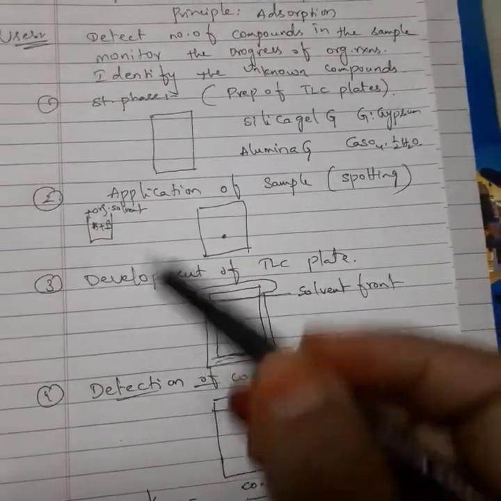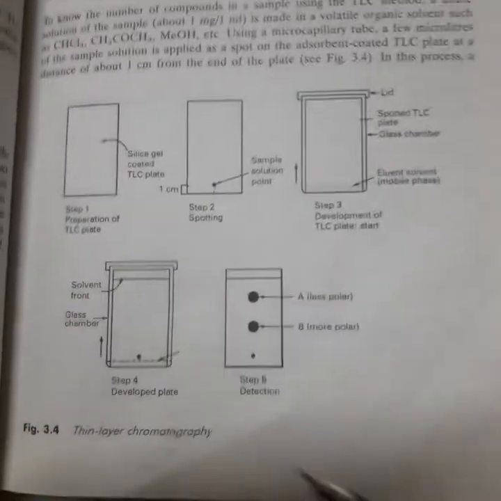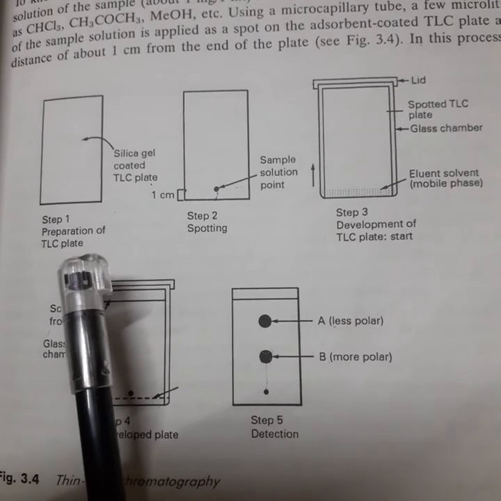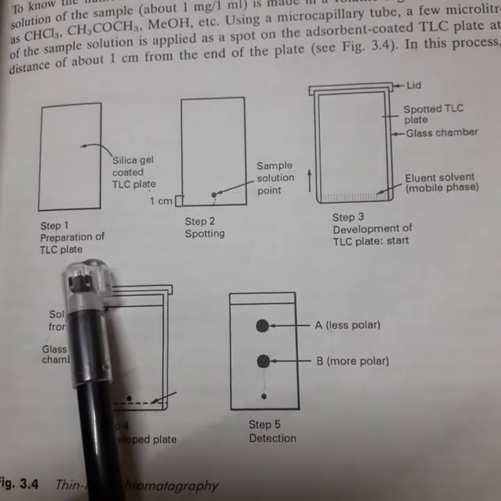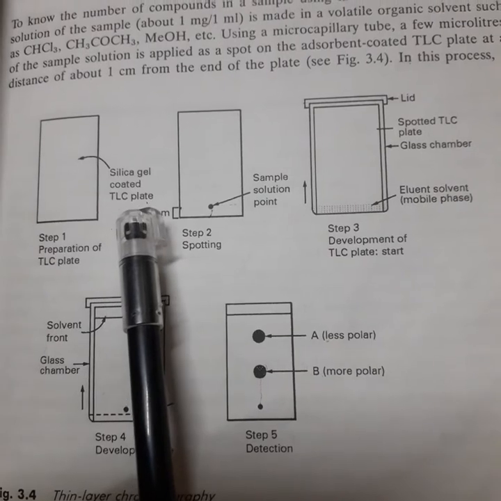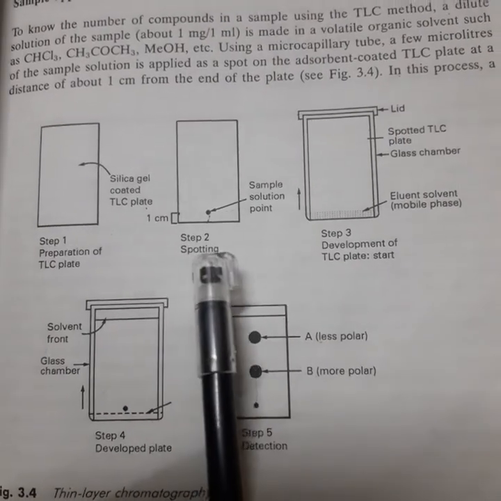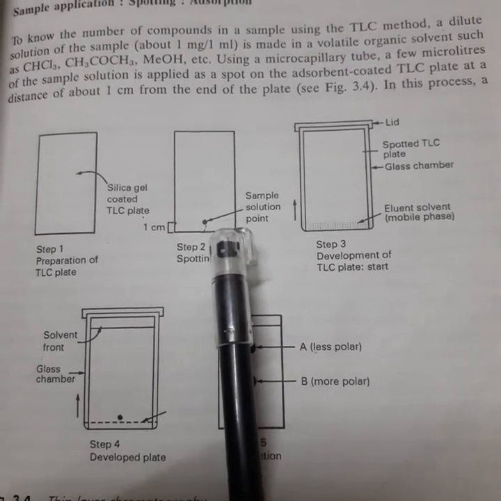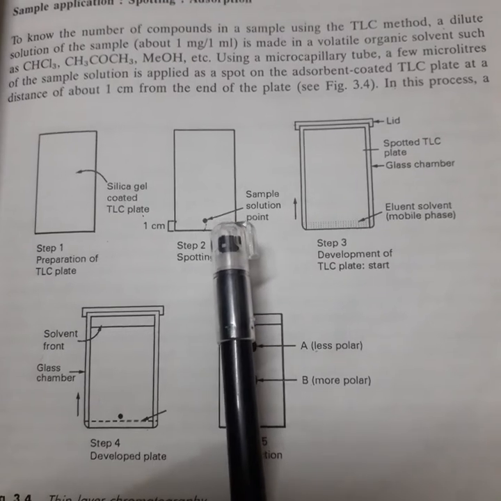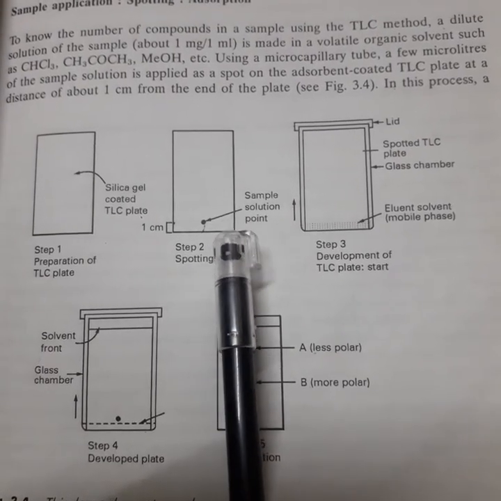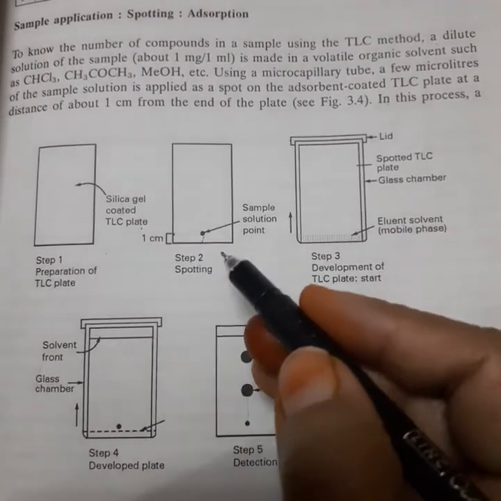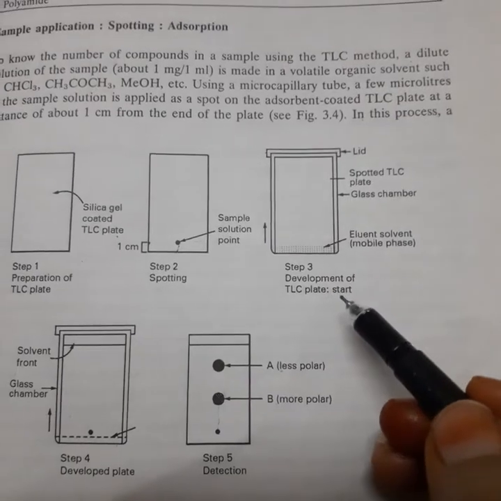So I'll show the same concept I wrote on this paper here in this diagram. See here clearly, the diagrams you are seeing here. Step 1 is preparation of TLC plate. How are we preparing the TLC plate? Silica gel is coated on TLC plate. What is the second step? Second step is spotting. Spotting means that the sample we want to separate, using a micropipette, you are placing a drop at 1 centimeter above this line. Next, what is step 3?